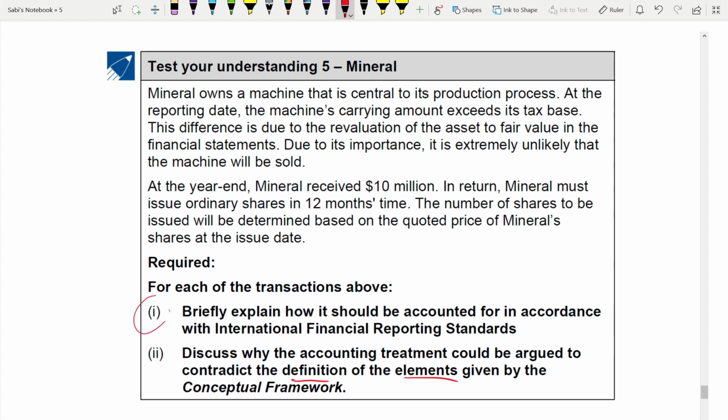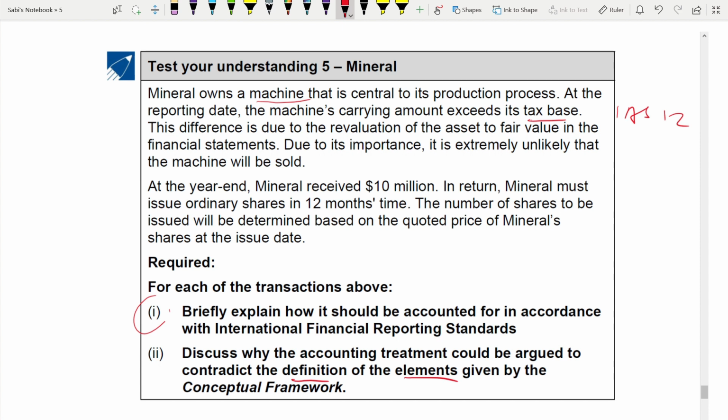Mineral owns a machine that is central to its production process. The main thing here is the machine. At the reporting date, the machine's carrying amount exceeds its tax base. As you can know, when they talk about tax base they are referring to IAS 12. These are the keywords. Whenever you see some words, you should immediately know which standard they are touching on. They will not say this is under IAS 12, they will not specify like that. So this is from IAS 12.